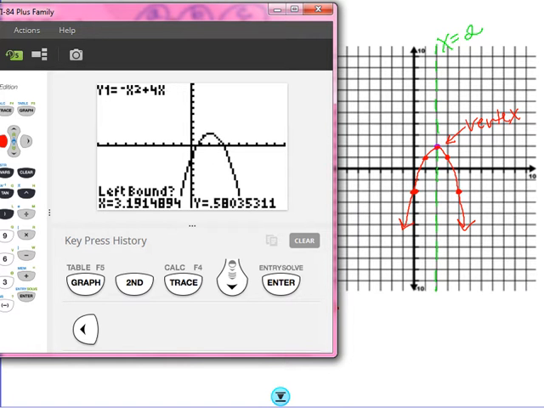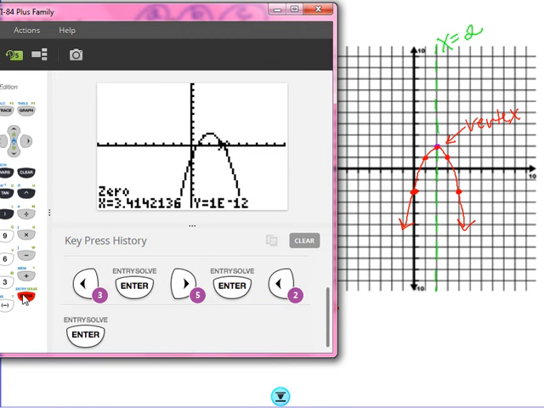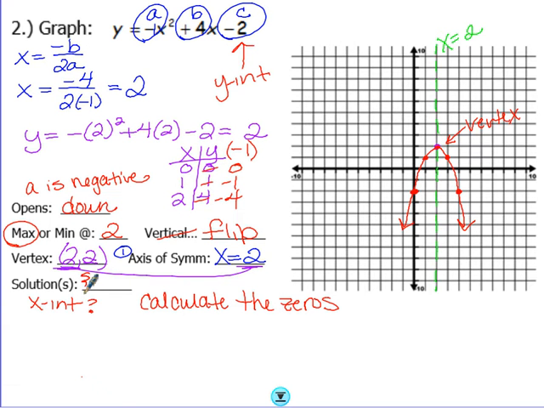I'm just going to make sure that I am left of where I think that zero is and hit enter. Then I'm going to click right, go past that, go right some more, hit enter, and then it asks for a guess. So get close to that zero and hit enter. That zero is approximately 3.4. So one of them is 3.4.